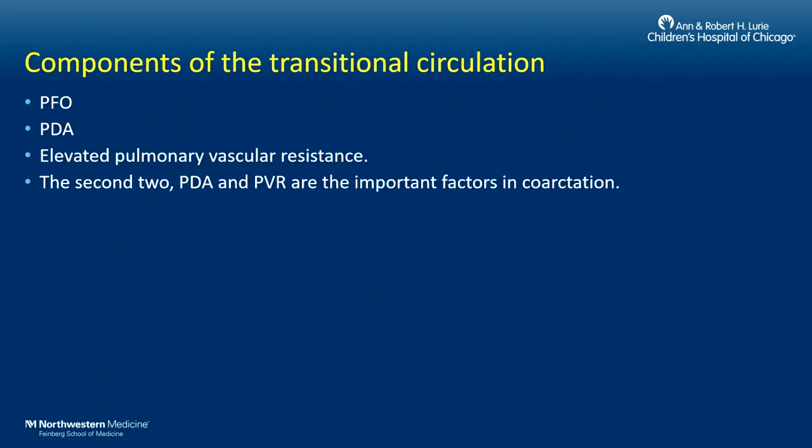So next, components of transitional circulation: PFO, PDA, pulmonary vascular resistance. Really, it's the latter two that are important factors in coarctation.